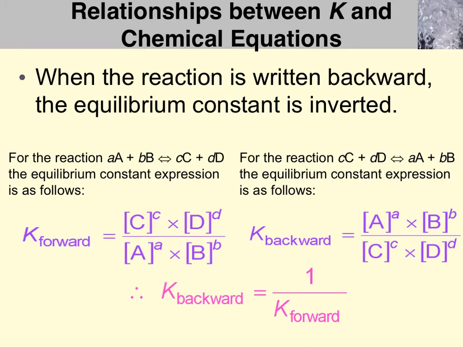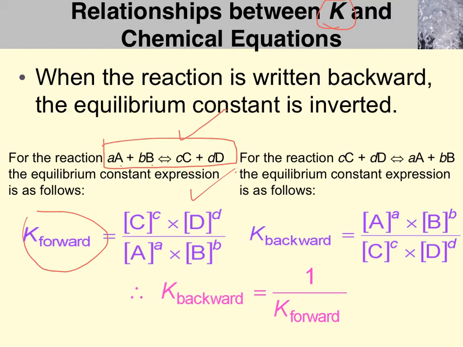The final concept I'm going to review in this first video is how the values of K can change for the same reaction. And it all depends how you express your balanced chemical equation. So let's just look at the generic chemical equation, A plus B equals C and D, and the regular equilibrium constant expression is right here.